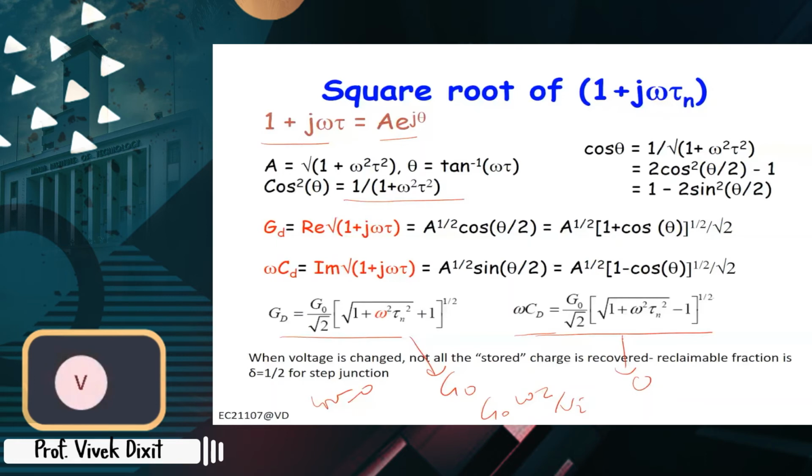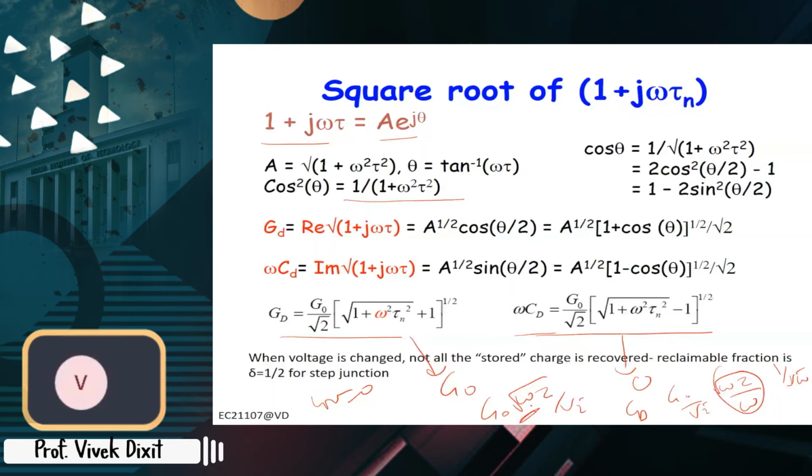So now this is basically omega C_D. If you write C_D here, then you divide by omega. Now this is a square root. So if you do that, then C will depend as 1 over square root of omega, and conductance will be proportional to the square root of omega. So as frequency increases, conductance will increase and capacitance will decrease.